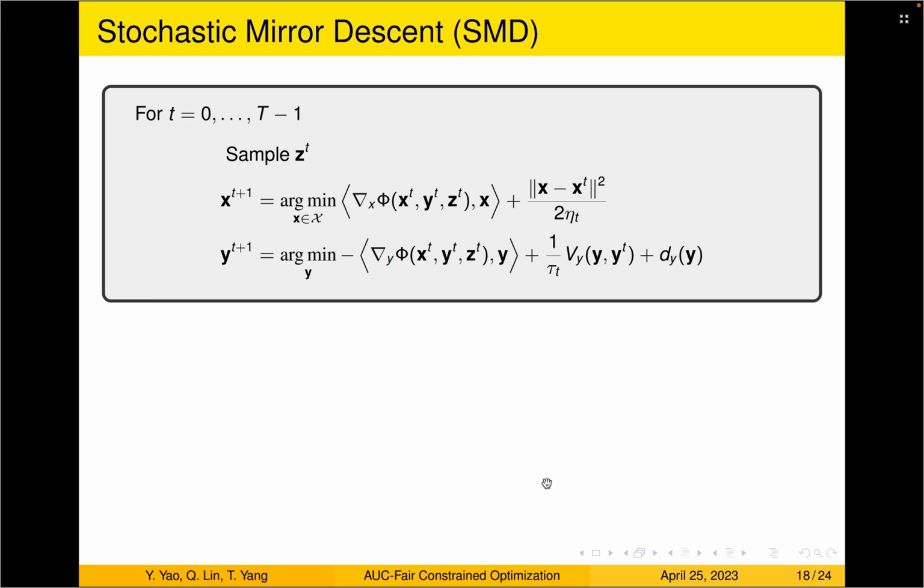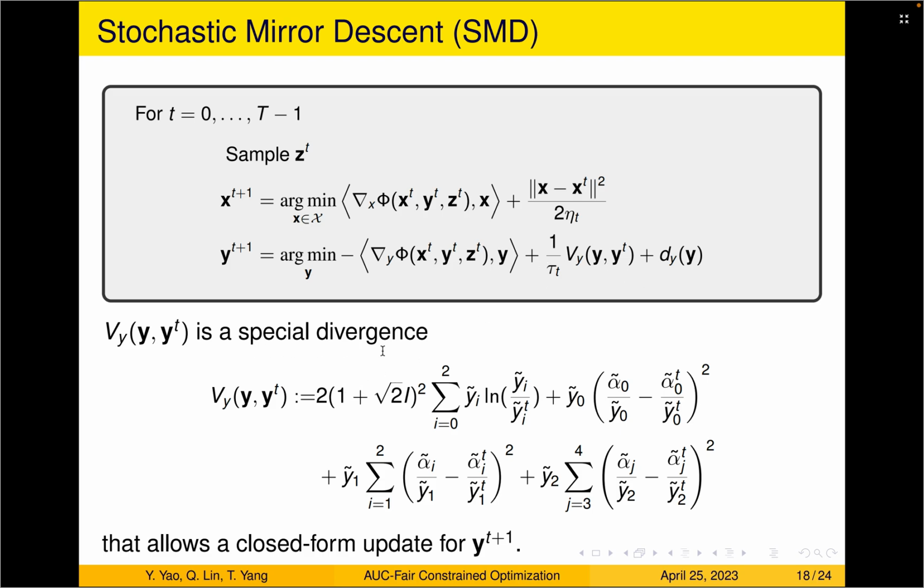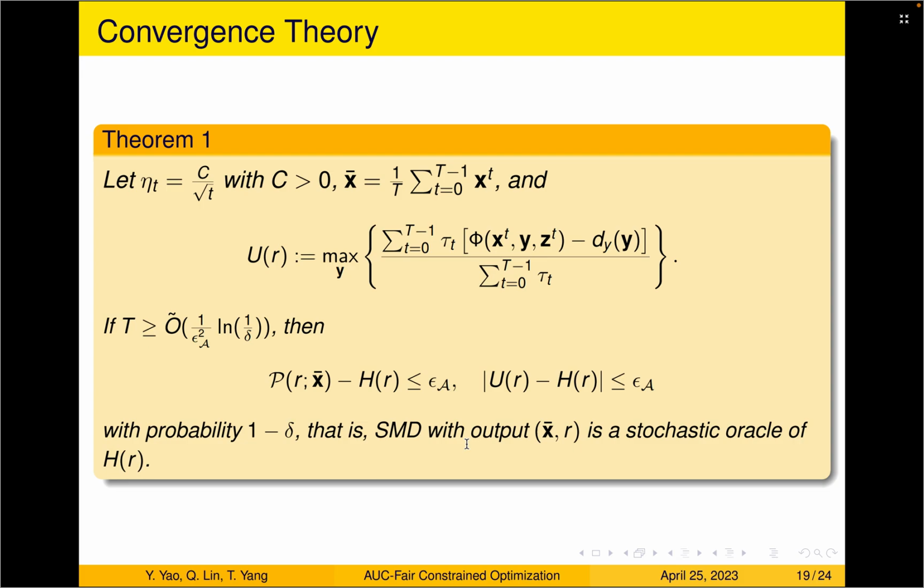So then we can apply the stochastic mirror descent. First we sample the random data point z_t, and then we do the stochastic gradient descent for the x and stochastic gradient ascent for the y. Here the V is a special divergence defined as this formulation, which allows a closed form update for the dual variable y. Next, I will talk about the convergence theory.